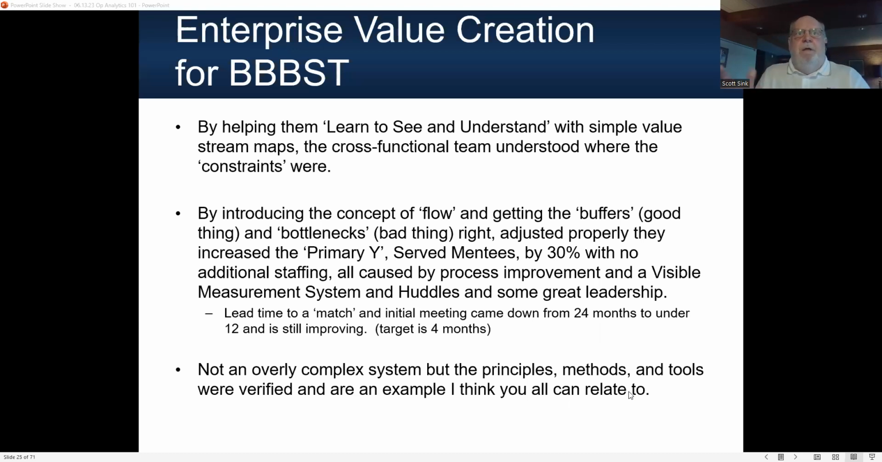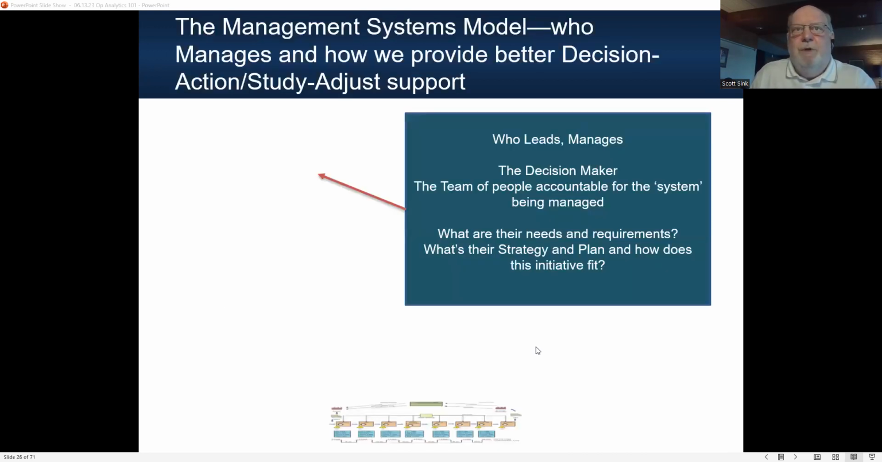So this isn't a particularly complex system, but I'm sharing it just because the principles and methods and tools that I'm talking to you about today were sort of verified in a simple example. So you can see how it plays out. And if you can see how it plays out in a simple example, then you can take it and you can apply it in more complex systems like the ones that you probably live in.